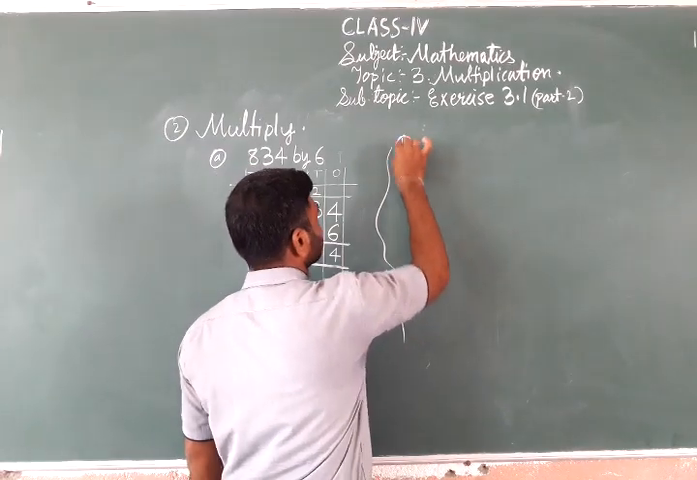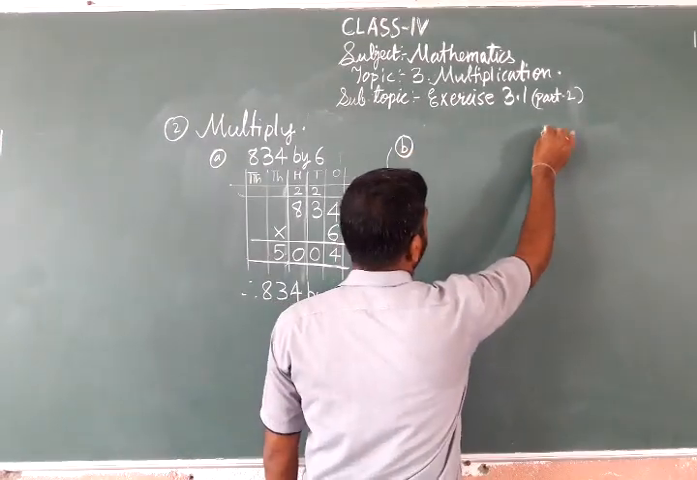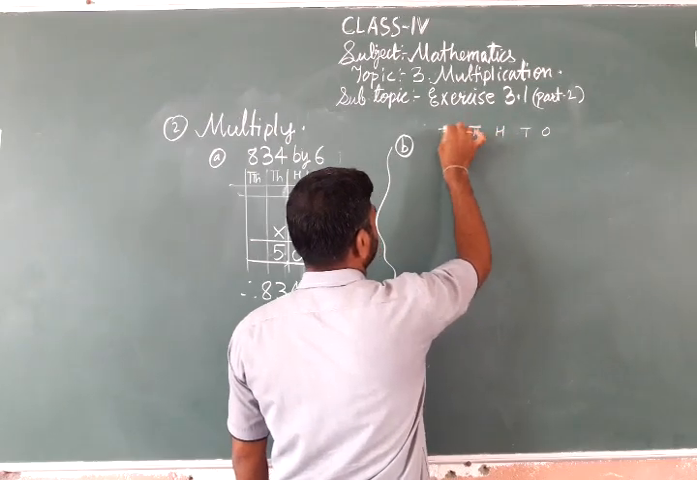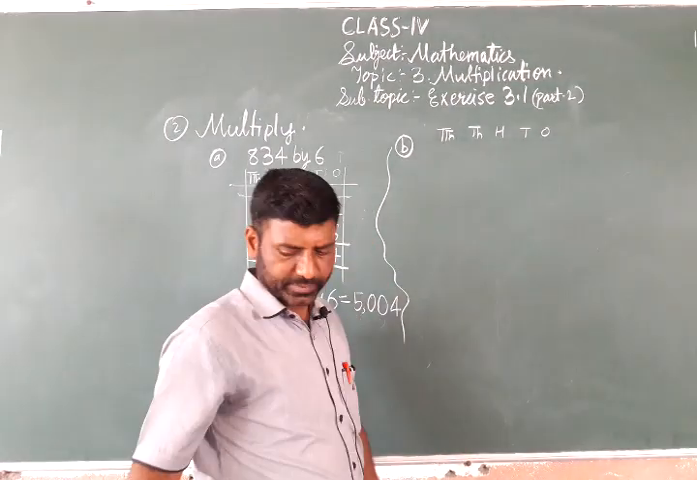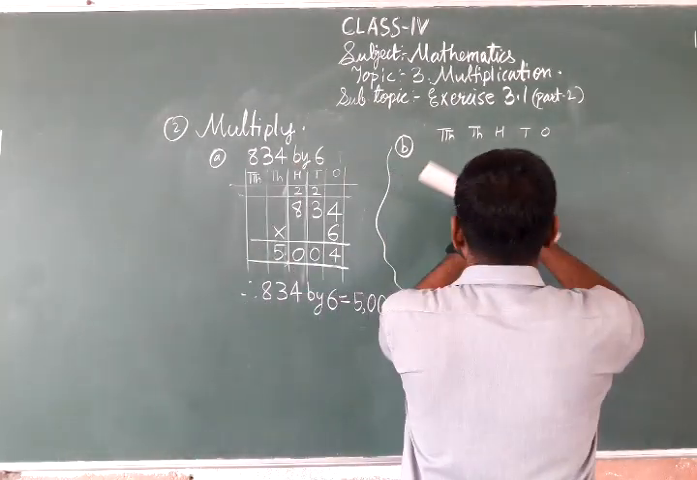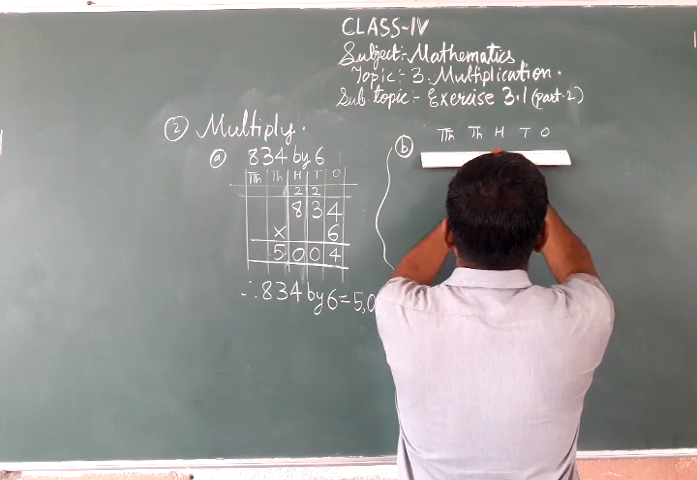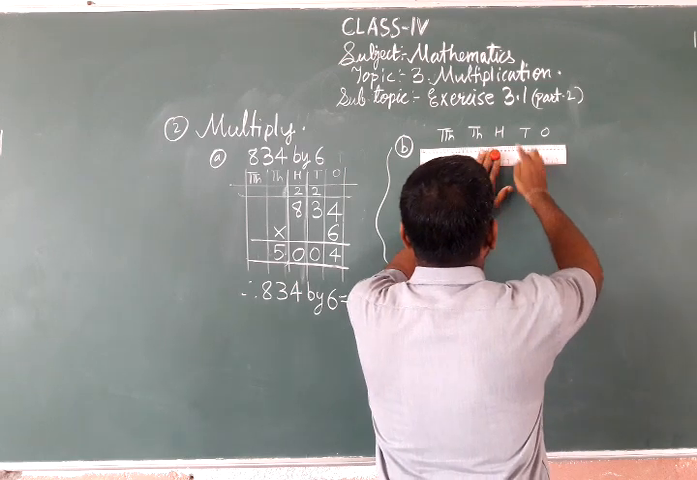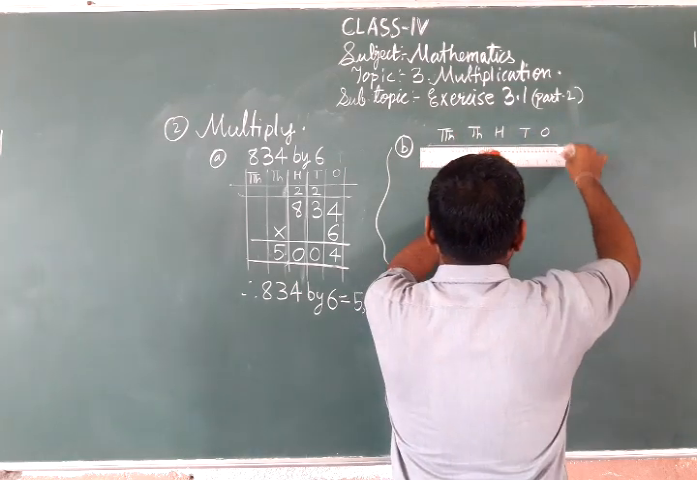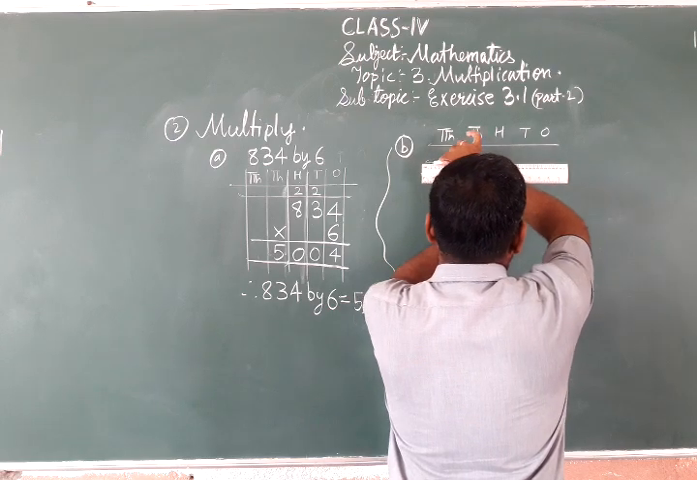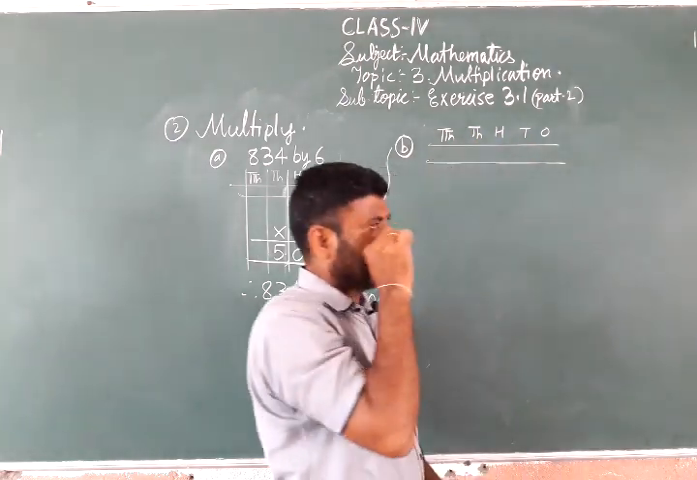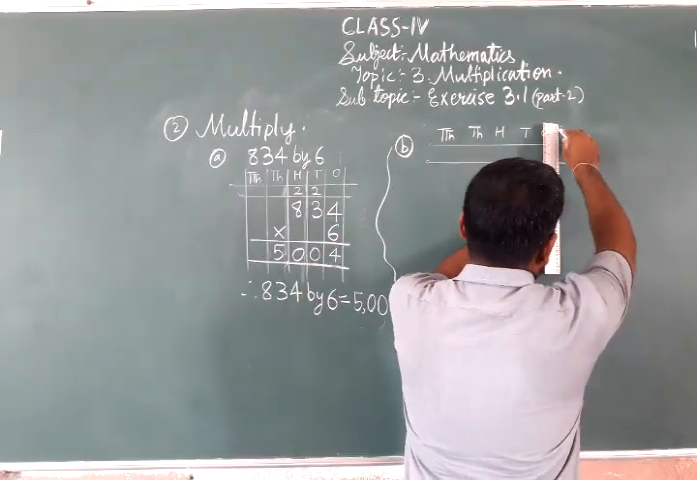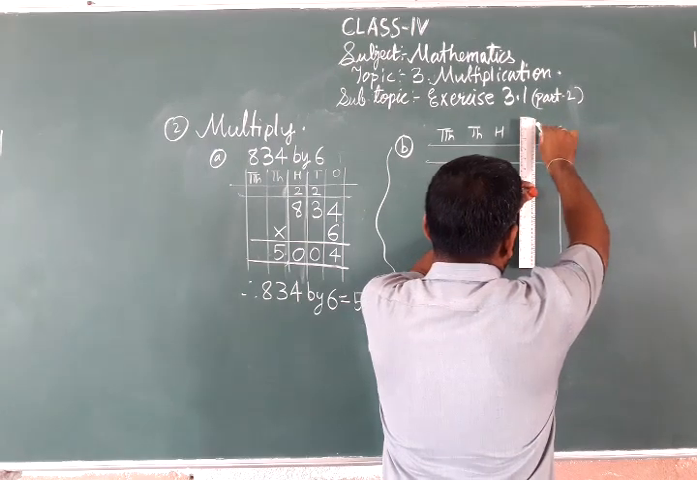Okay, B. Again write ones place, tens place, hundreds place, thousands place, ten thousands place. Draw. It's very easy. Without columns, nobody will multiply. Understand? You have to draw columns first with a soft hand. Right?